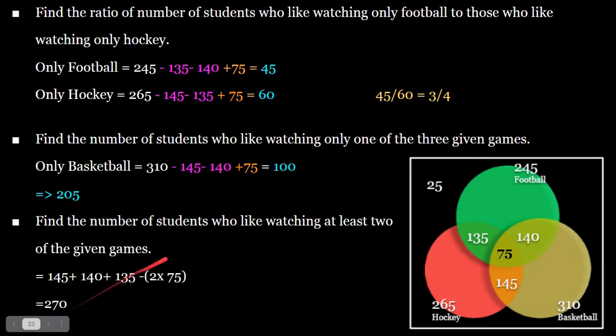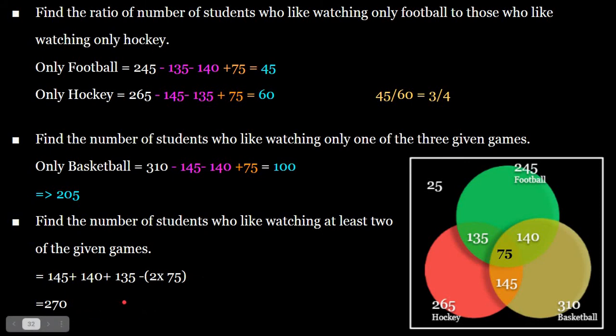The third question says, find the number of students who like watching at least 2 of the given games. That we can solve in two methods. First we will follow the normal method, at least 2. So we will add all these 3: 145 plus 140 plus 135. While doing that, we have added 75 thrice. We will have to count it only once, so we will have to subtract it twice because we have counted that area thrice. And then the value will be 270.